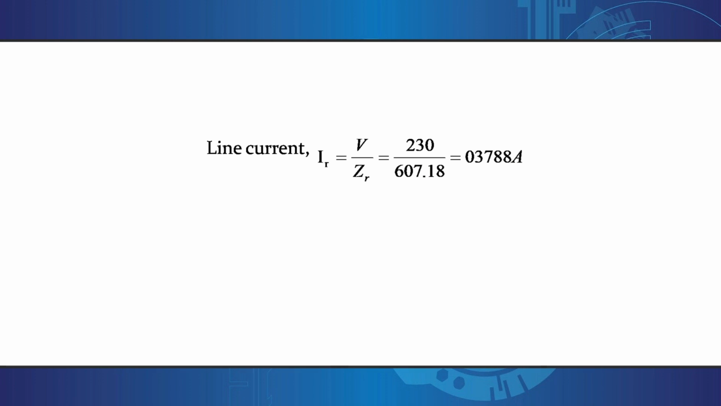0.3788 ampere. So dear learner, in this particular session, we have discussed the parallel connection of the RLC circuit. How do you calculate the impedance? How do you calculate the admittance? How do you calculate the phase angle in different components if resistance, inductance and capacitance are connected in parallel? And we have also discussed the resonance condition for the parallel circuit.